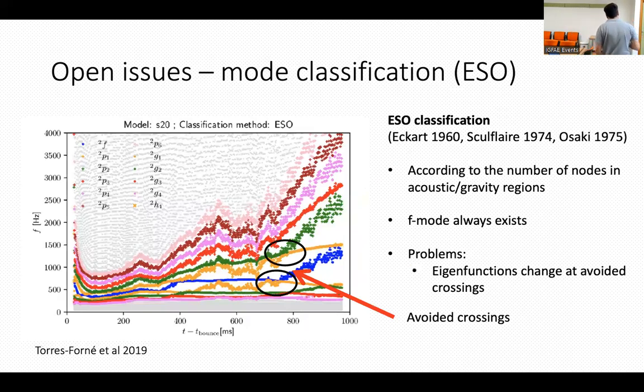We also try another classification with a modification of the number of nodes, when you can compute the nodes in different regions, and you have this kind of specification. Essentially, the F mode always appears. You have always something which has a combination of both, can be labeled as a fundamental mode, but has the same problem with avoided crossings. I mean, you are tracing badly when the modes go close to each other.